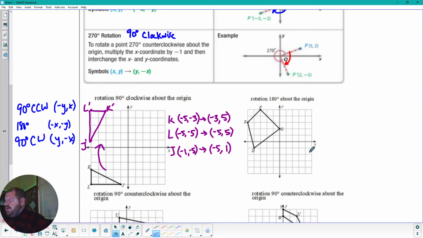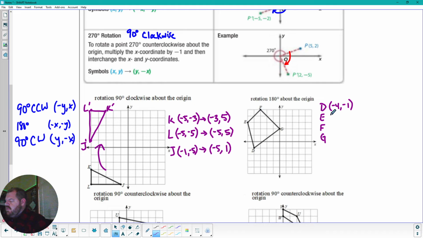The next one is going 180 degrees. So we have D, E, F, and G, just to go alphabetical, make some people a little happier. D is at (-4, -1).